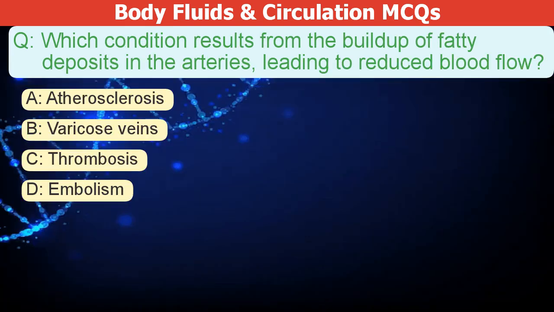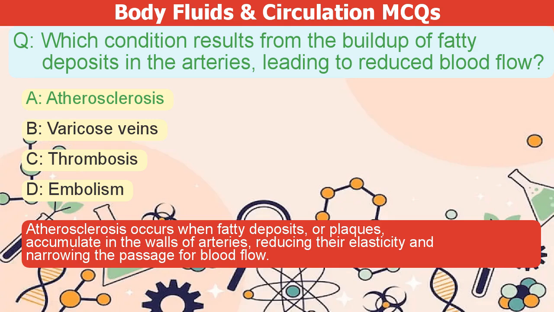Which condition results from the buildup of fatty deposits in the arteries, leading to reduced blood flow? A. Atherosclerosis. B. Varicose veins. C. Thrombosis. D. Embolism. The correct answer is A. Atherosclerosis occurs when fatty deposits, or plaques, accumulate in the walls of arteries, reducing their elasticity and narrowing the passage for blood flow.